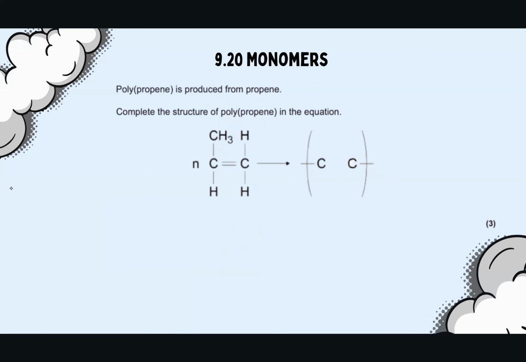So let's have a look at this one. Complete the structure of polypropene in this equation. So propene looks like this. So polypropene, we've got N here, so we have to put an N there to show how many we're attaching to each other. The double bond breaks, becomes a single bond, and the rest stays the same.